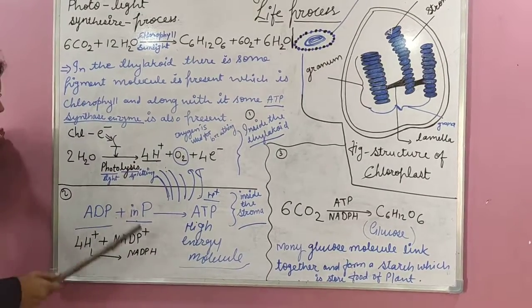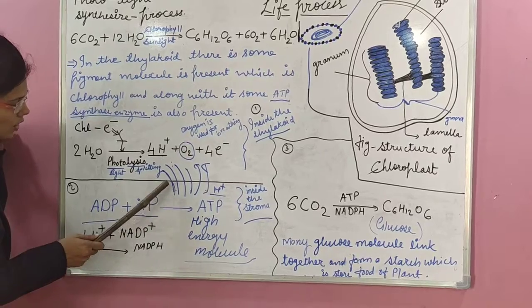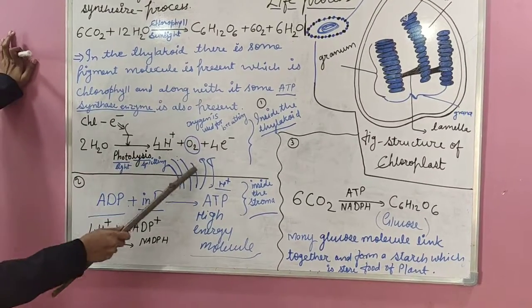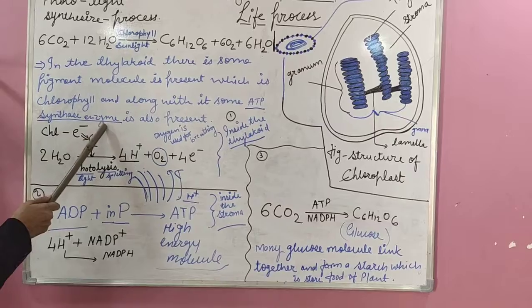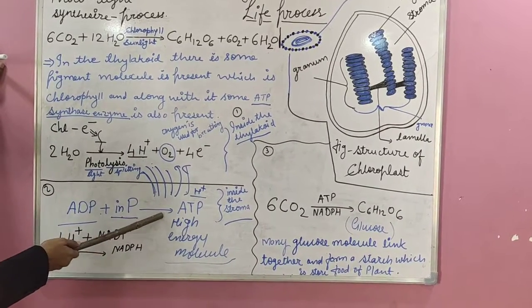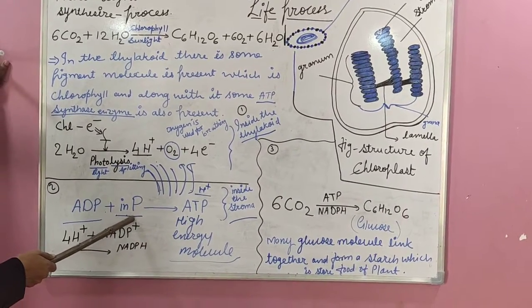So while going on this photolysis process, this proton and this ATP synthase enzyme have to form an ATP molecule with inorganic phosphate.